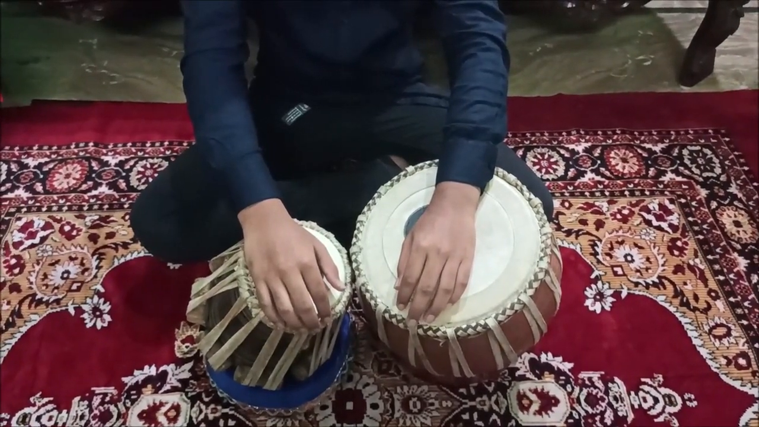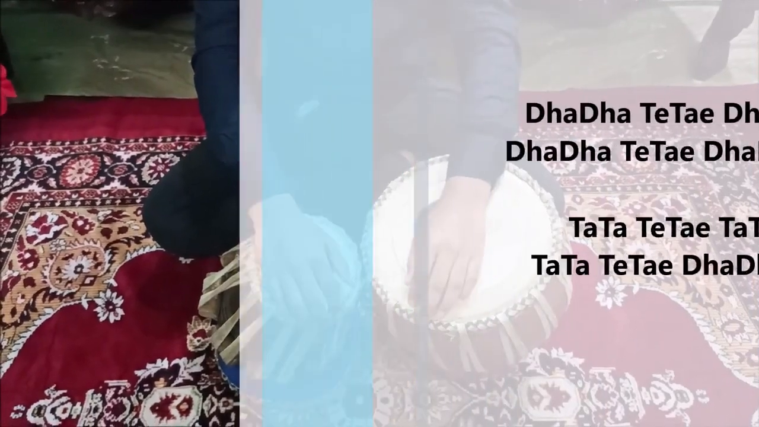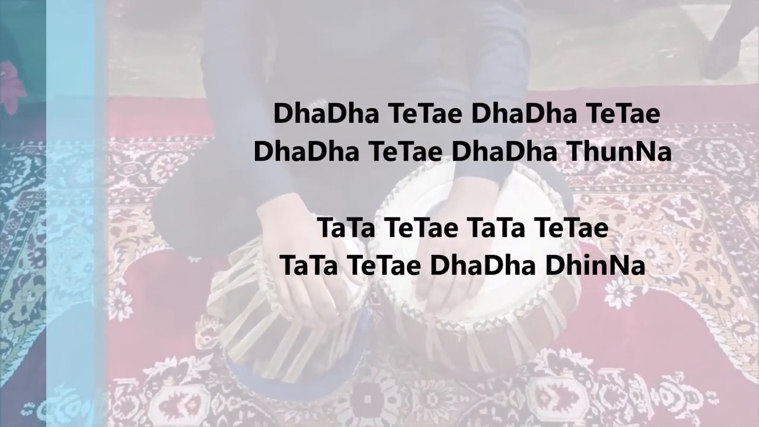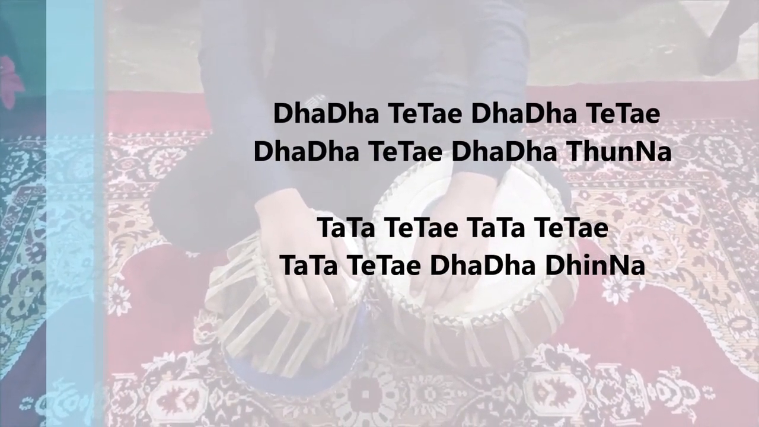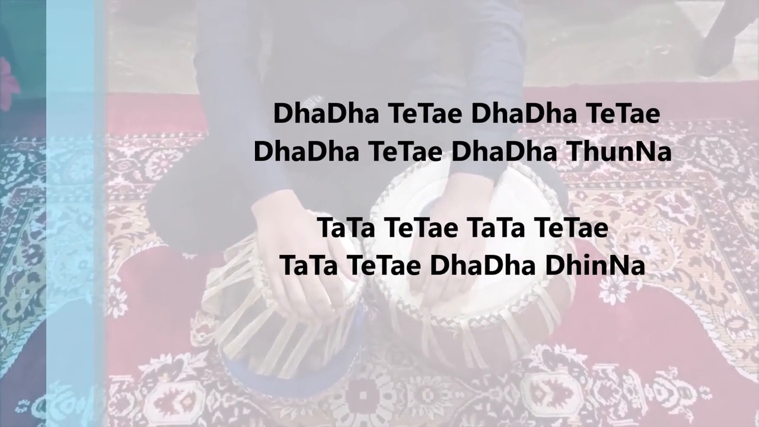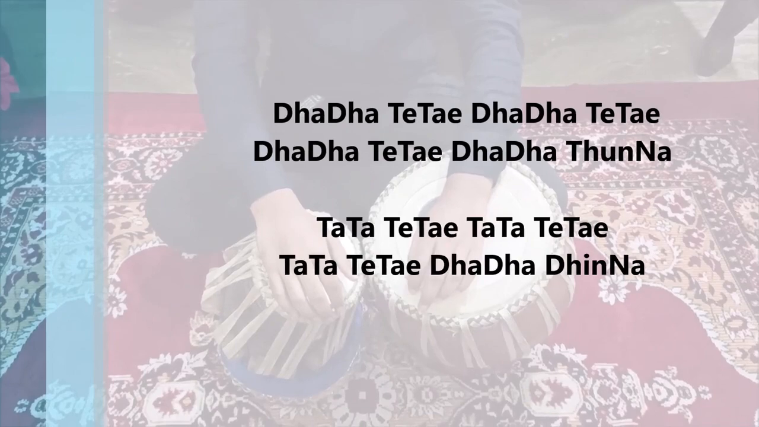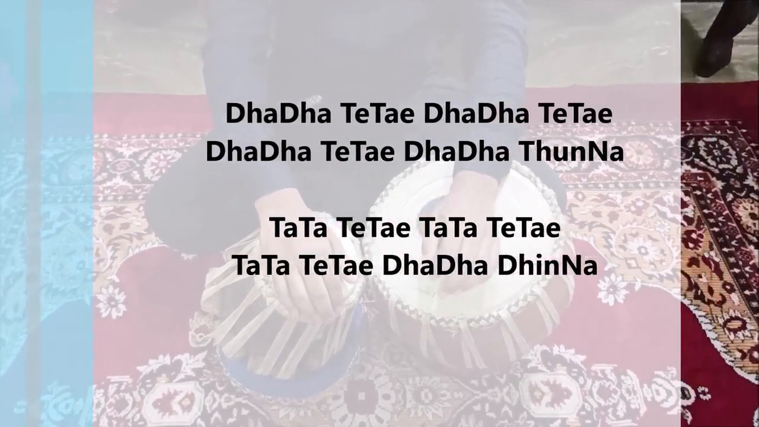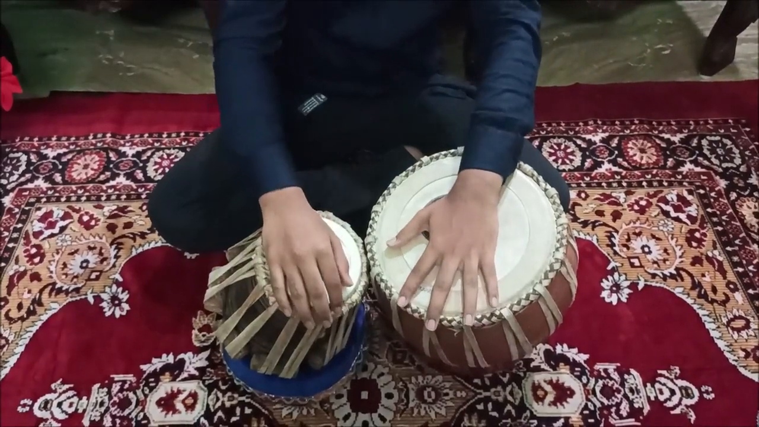The first palta is dha dha te te, dha dha te te, dha dha te te, dha dha thunna, ta ta te te, ta ta te te, ta ta te te, dha dha dhinna. Let's see how to play it.